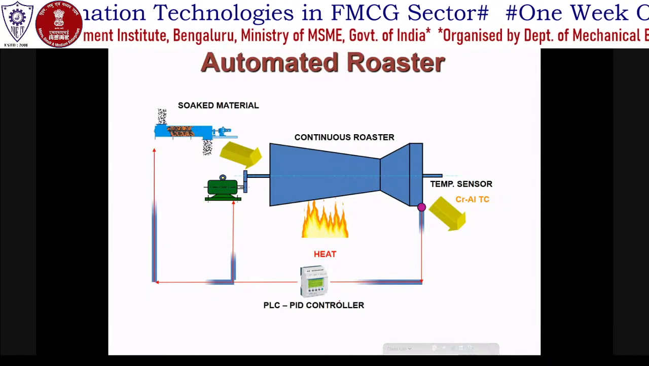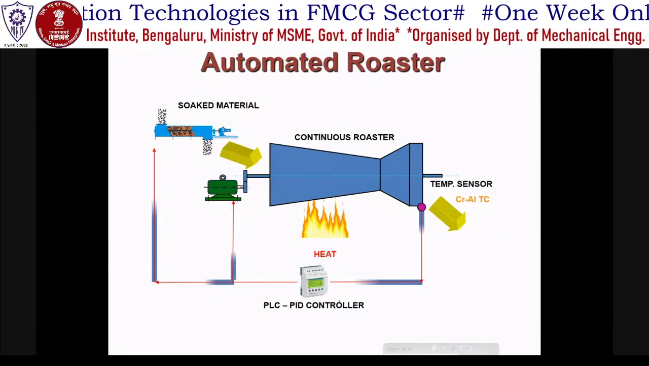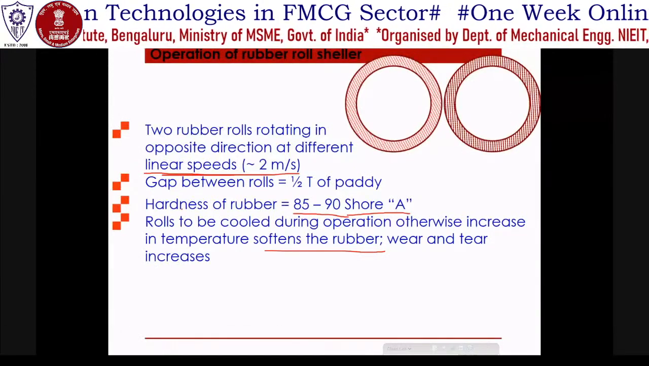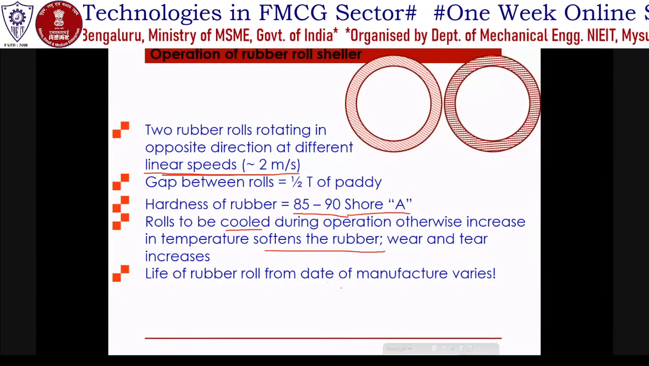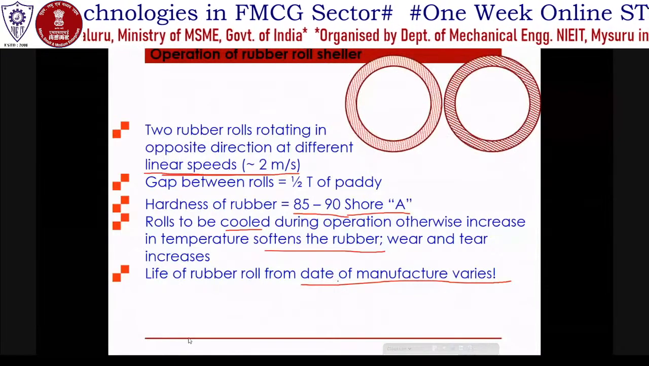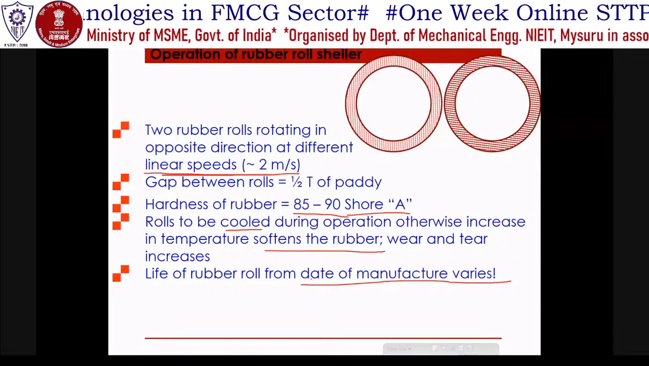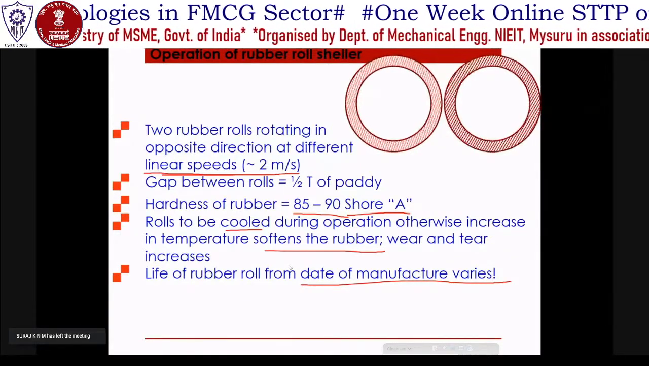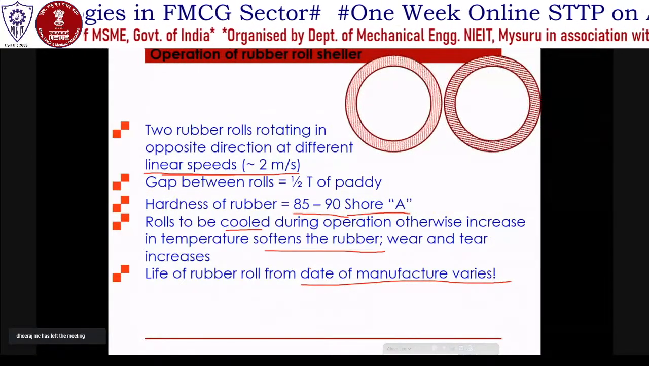Since there is a lot of friction taking place, there is a lot of heat generation. When there is heat generation, the rubber becomes soft and the wear and tear increases. Therefore, the rolls have to be cooled. And the life of the rubber roll varies with the date of manufacture. If it was manufactured on 1st of January 2020, I should not use it until March. Between March and September, the life of the rolls is maximum. After September, the life again comes down. This is a feature that has been noticed in rubber.